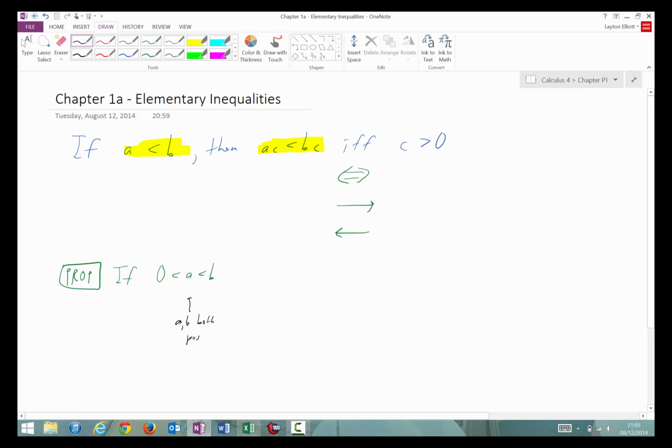But this is saying if A and B are both positive and they're both greater than 0 and A is less than B, then we know that A squared is less than AB, which is less than B squared. We also know that 0 is less than the square root of A, which is less than the square root of B.